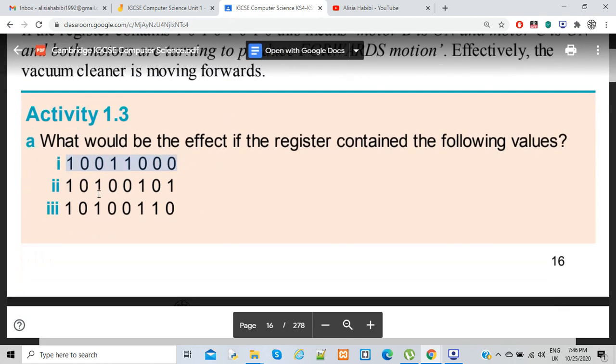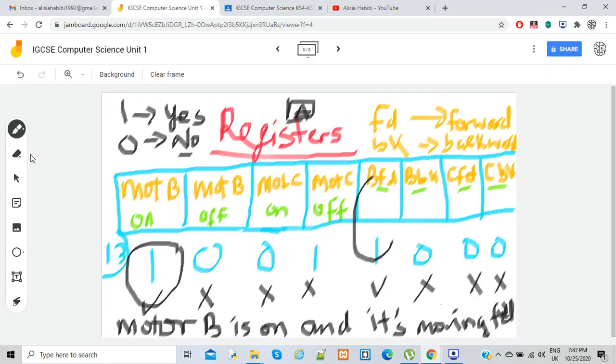So I'm going to leave you guys to practice doing 1.3i. It's pretty much the same thing. The easiest way you can go about doing this is creating a table where you have your instructions, as in motor B on, then moving forward, moving backward, because that's going to be easier, like what we've done now.